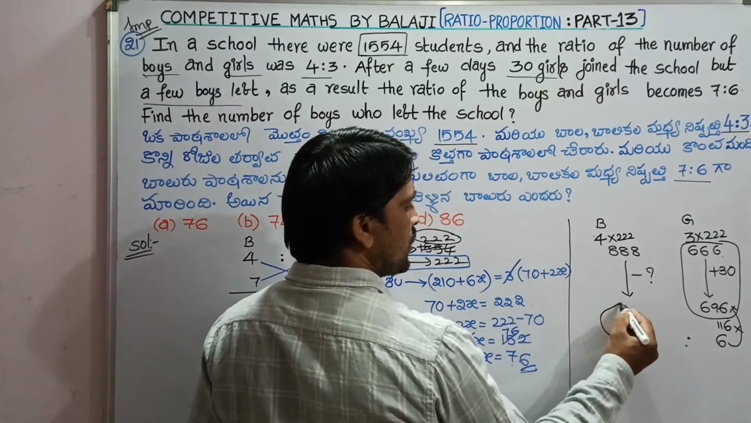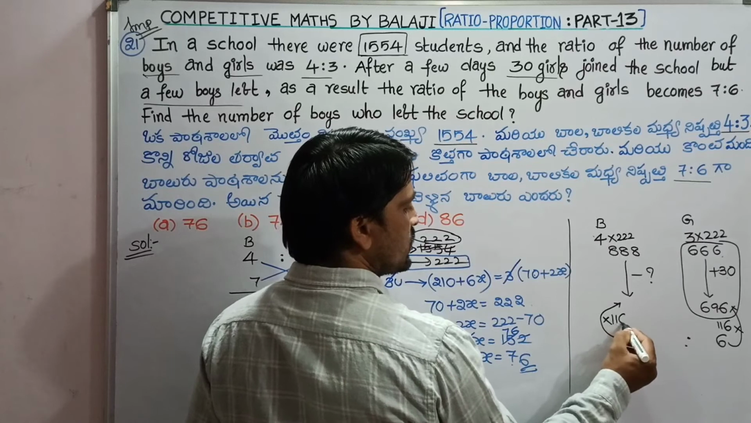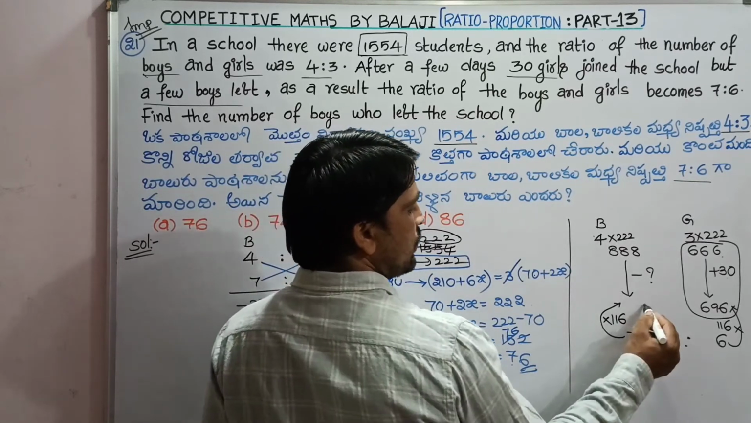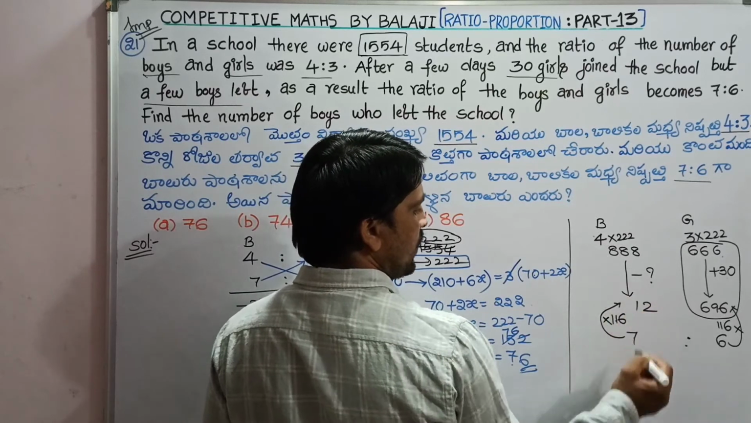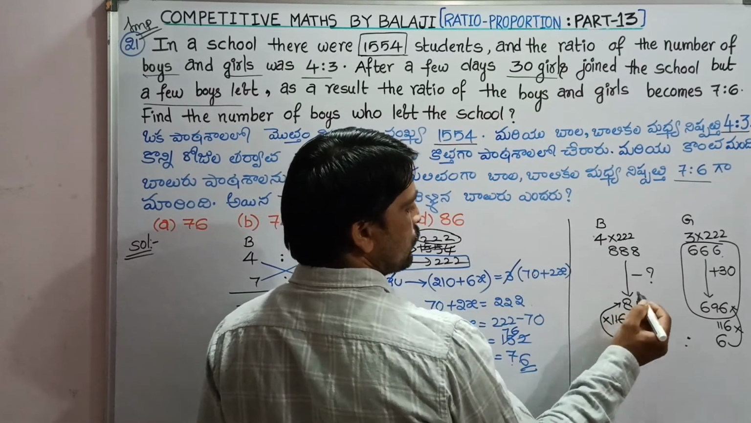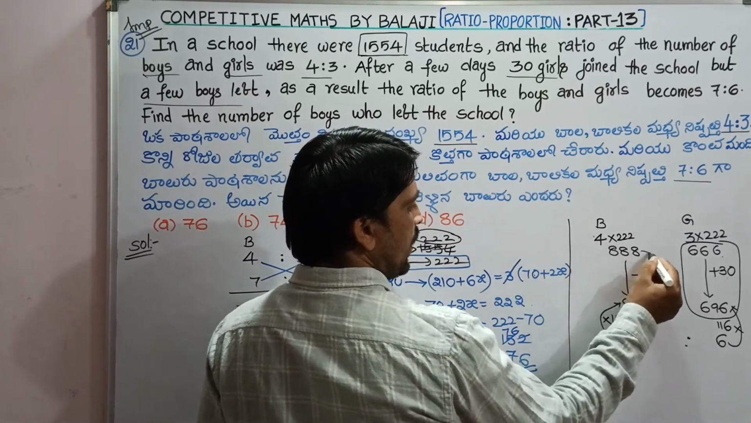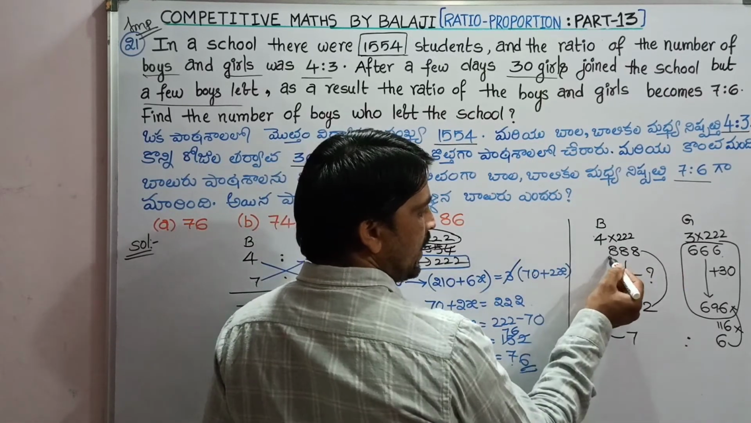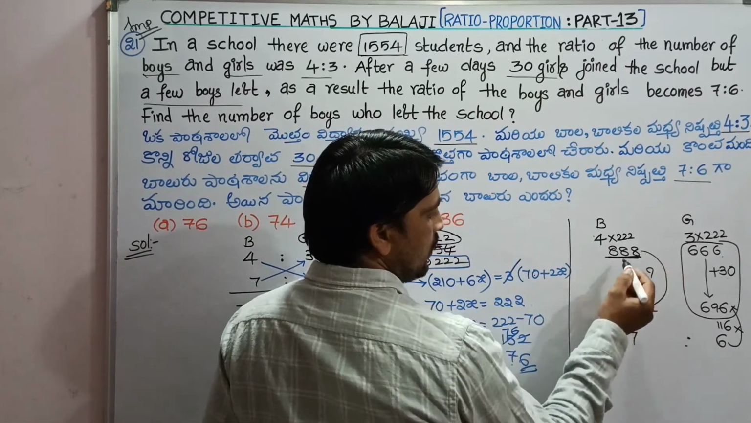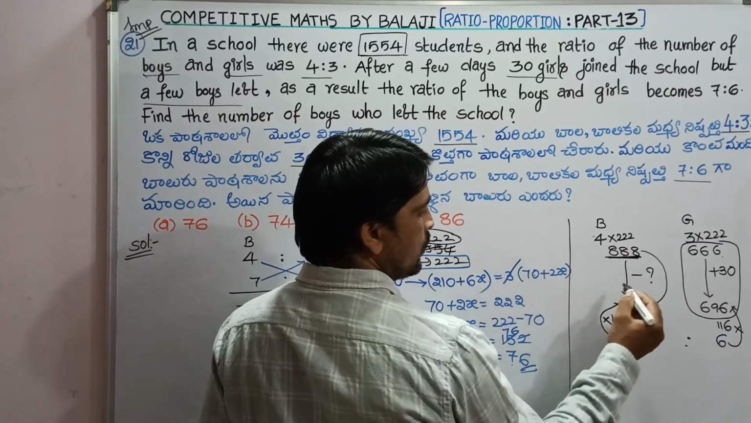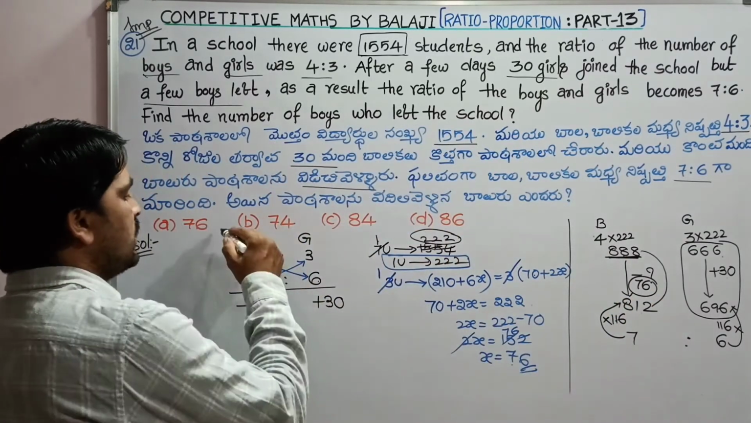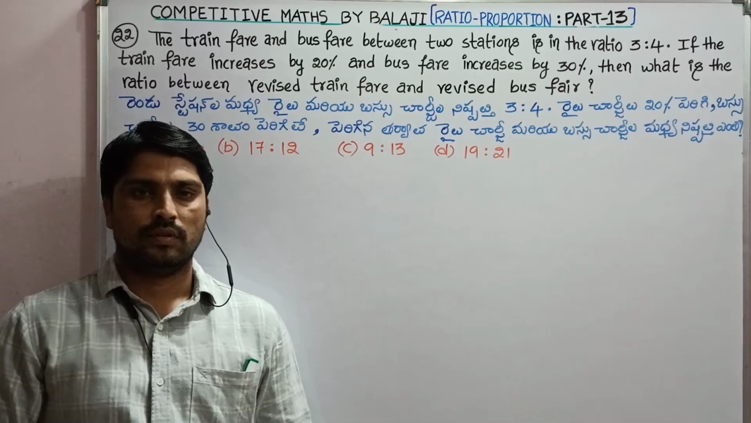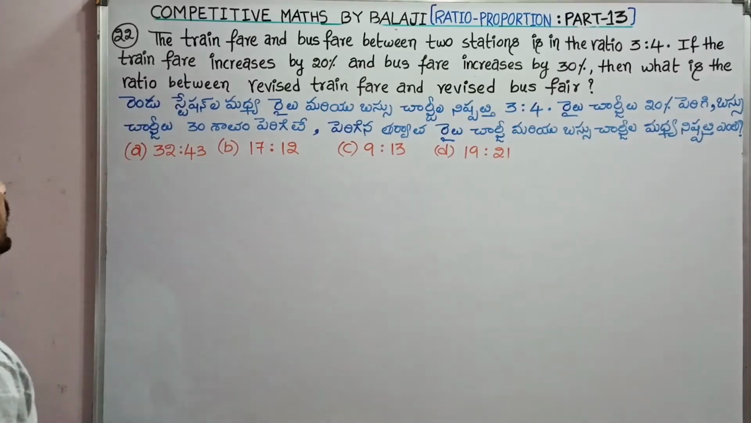So here also do the same thing. 116 times of 7 is 812. What is the difference? 888 is the actual boys number, that is reduced to 812. So 76 boys left the school. So answer is A. Okay, next question, 22nd.